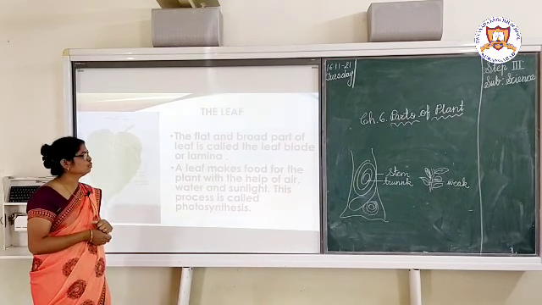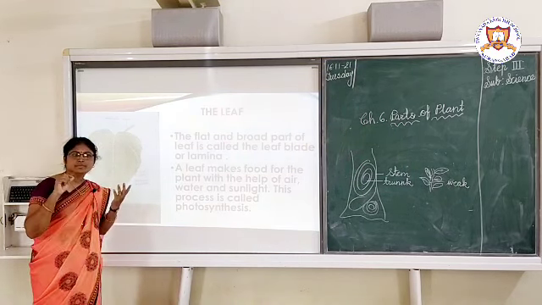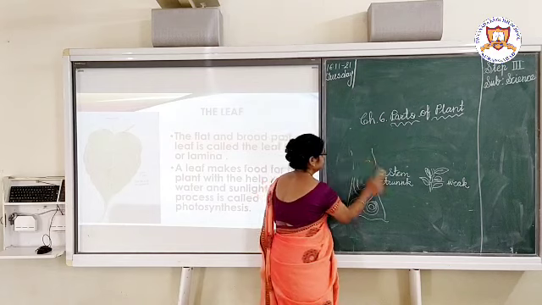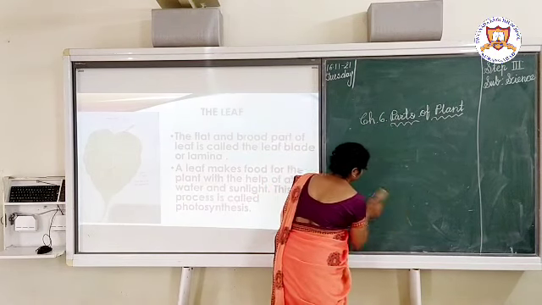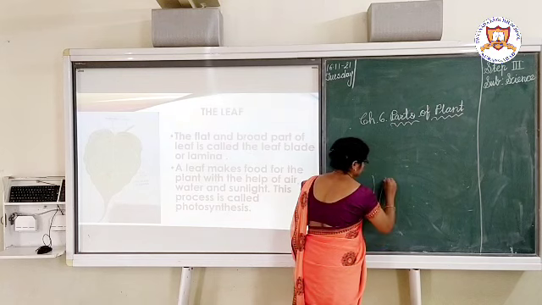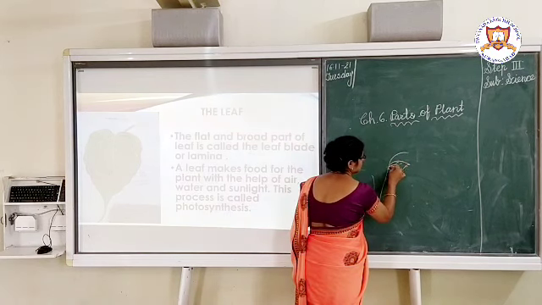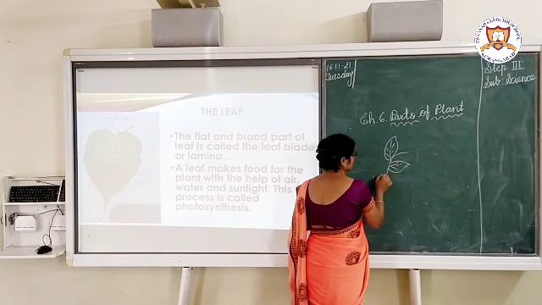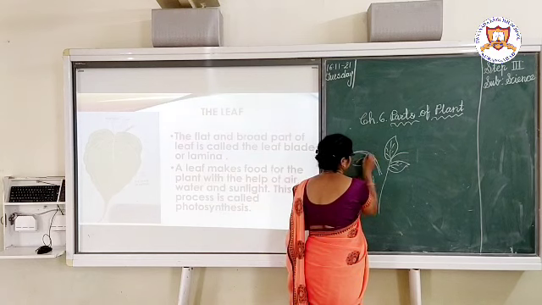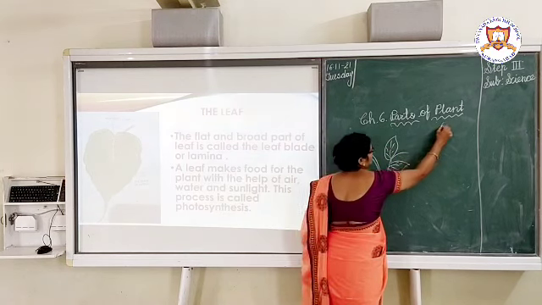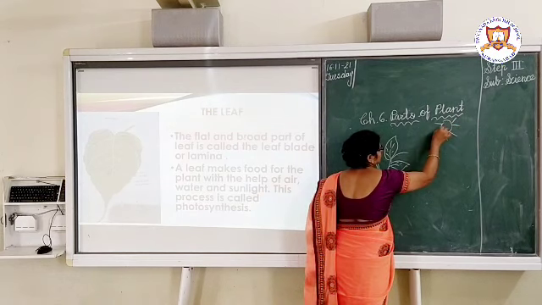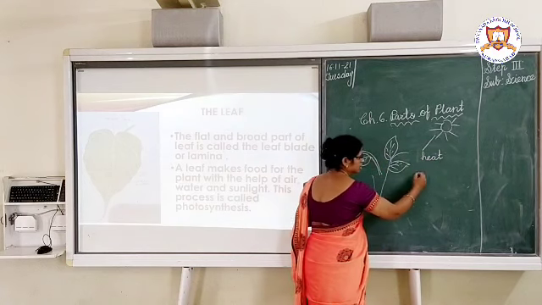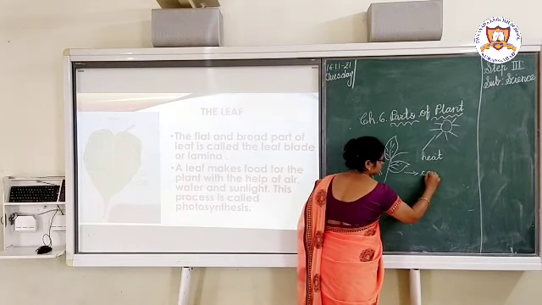So how do they prepare their food? Do you know that? In the presence of water and sunlight, the leaf prepares food. A little bit I will show you here in the diagram also, whatever is required for the preparation of food. Here is the sunlight, so they get heat. In air, carbon dioxide is present.